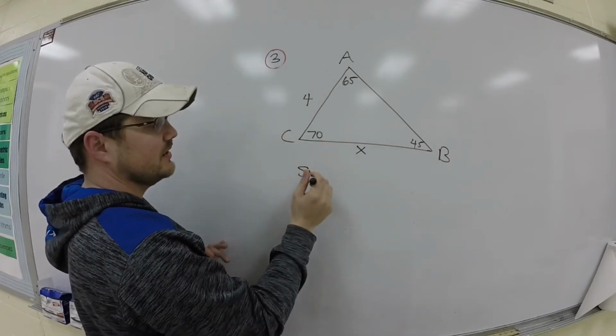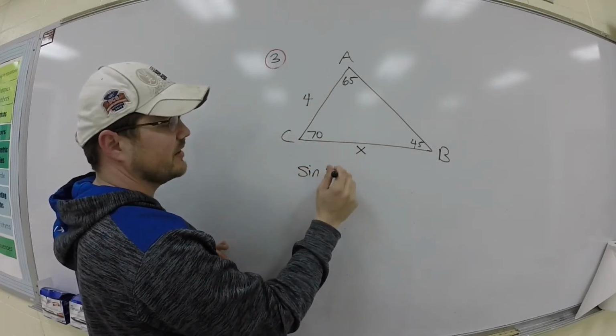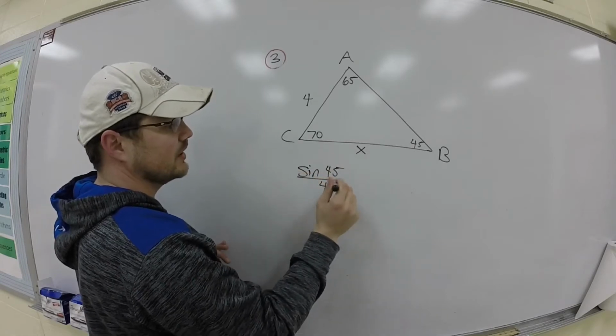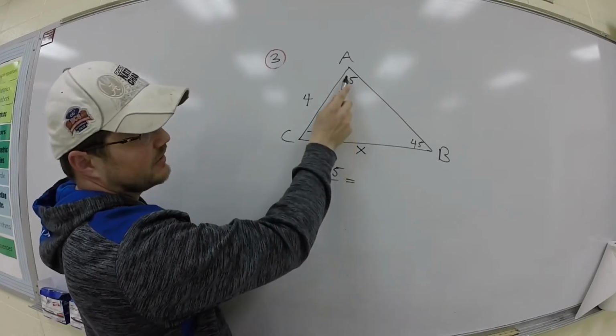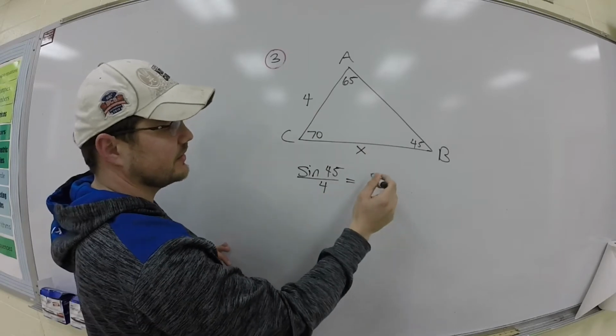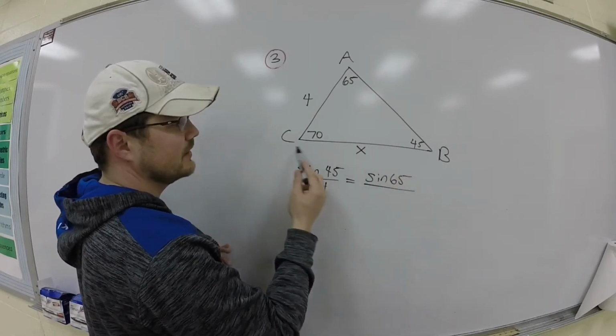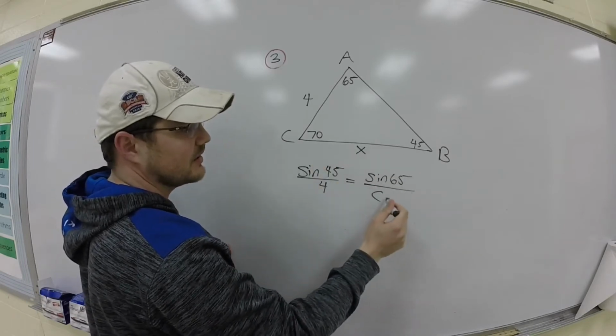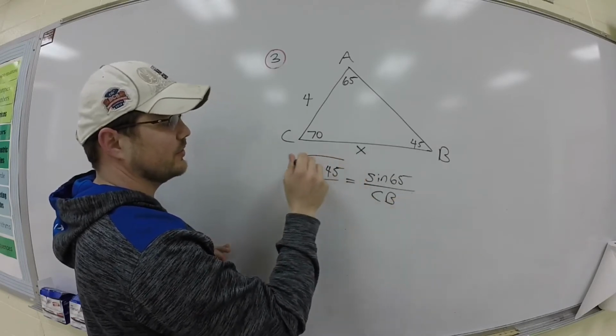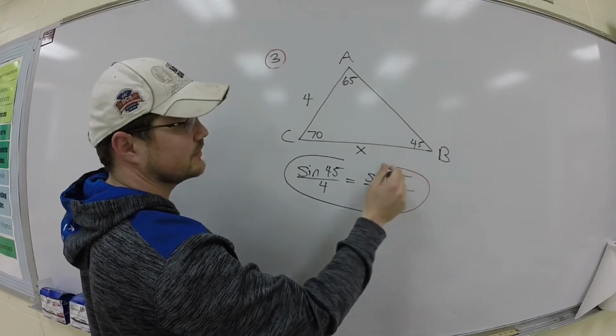So sine 45 over 4 equals sine of this angle over this side, so sine 65 over, and this is side CB. This will be an answer choice on this question. That's all we had to do.